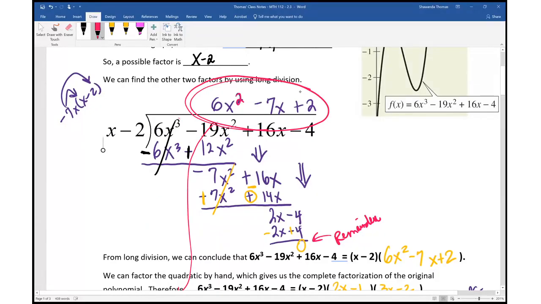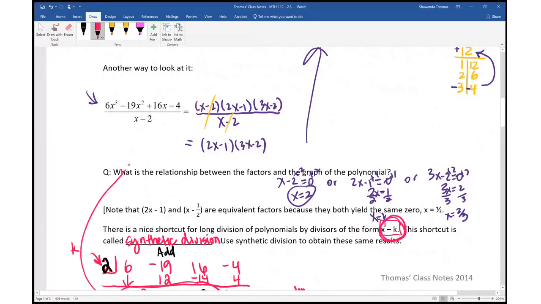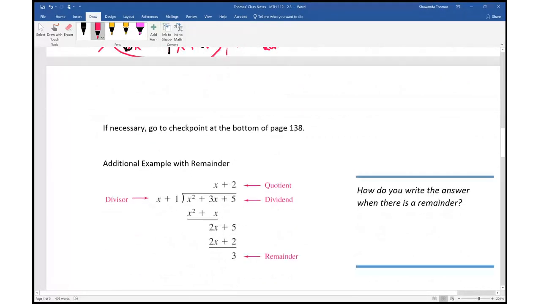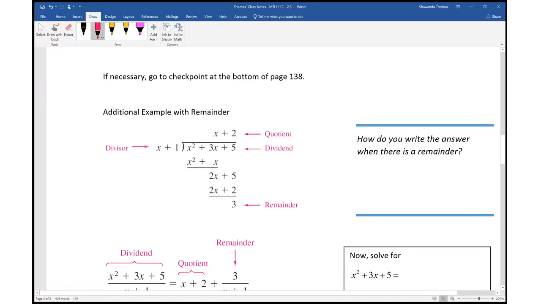All right, so synthetic division is intended to be faster once you get the hang of the process. And again, you can use it when your divisor is of the form x minus k. Here's a long division example showing you the components of polynomial long division. Over here you have your divisor, and then your answer is called your quotient, and then the function you're dividing is your dividend, and then of course what's remaining down here is your remainder.